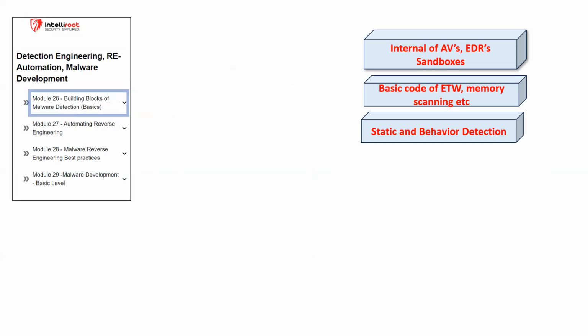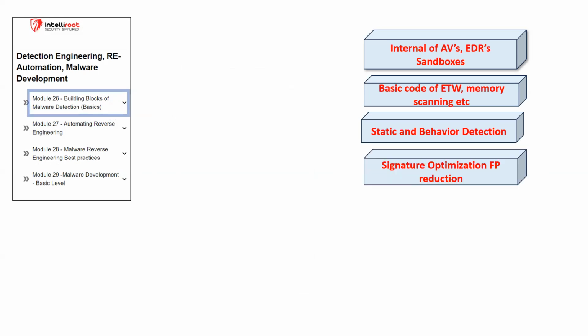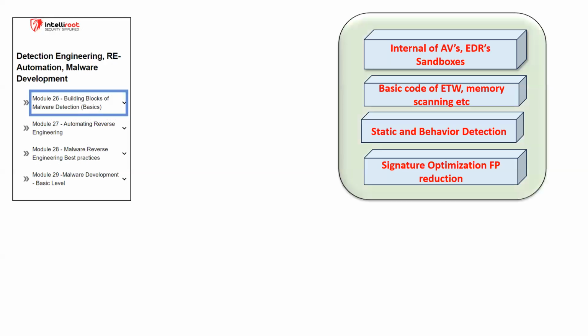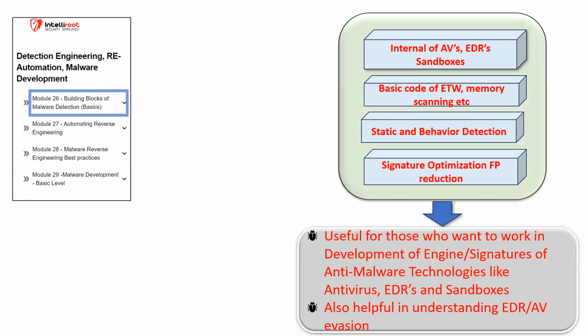We'll also learn about static and behavior detection. You'll learn about signature optimization and false positive reduction. This would be useful for those who want to work in development of engines and signatures of anti-malware technologies like antiviruses, EDRs, and sandboxes. The module would also be helpful in understanding the EDR and antivirus evasion techniques seen in malwares.